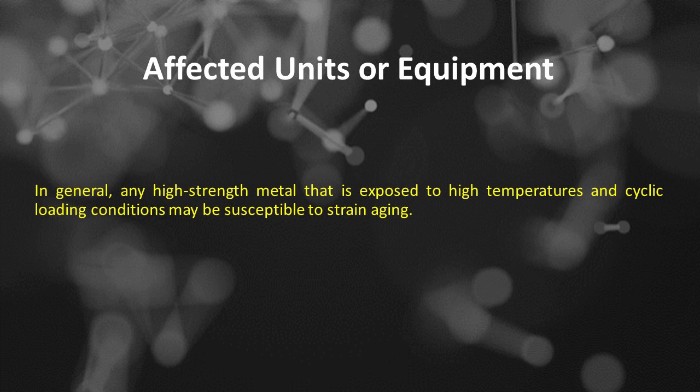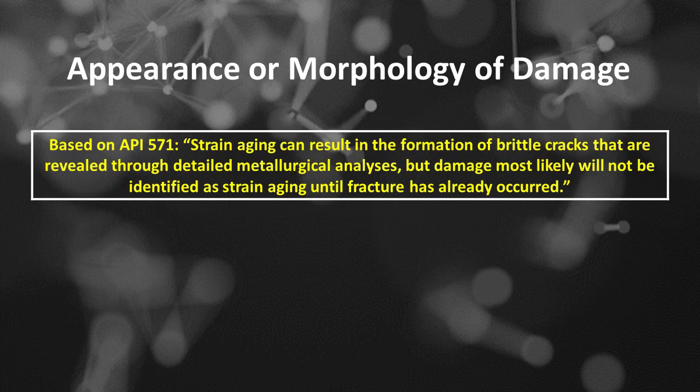Appearance or morphology of strain aging damage based on API 571. Strain aging can result in the formation of brittle cracks that are revealed through detailed metallurgical analyses, but damage most likely will not be identified as strain aging until fracture has already occurred.